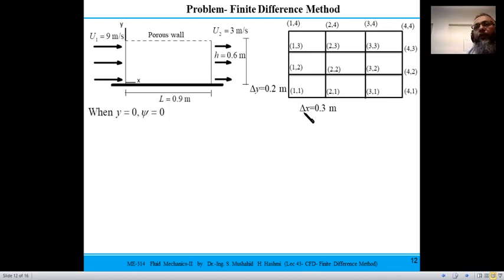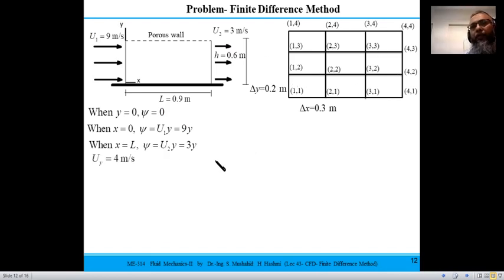So this is an objective. As I know, when your y is 0, you are here, then your stream function is 0 here, 0 here, 0 here, 0 here. And when your x is 0, you are here, then your stream function would be u1 times y, then it would be 9 times y. So when y is 0.2, then 9 times 0.2 would be the stream function here.